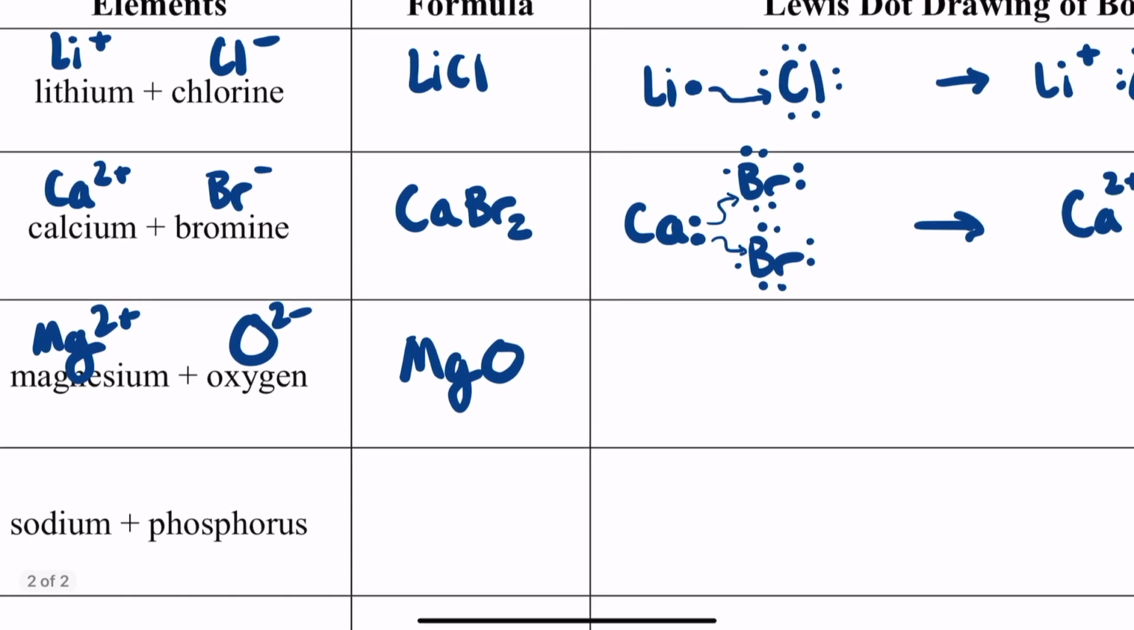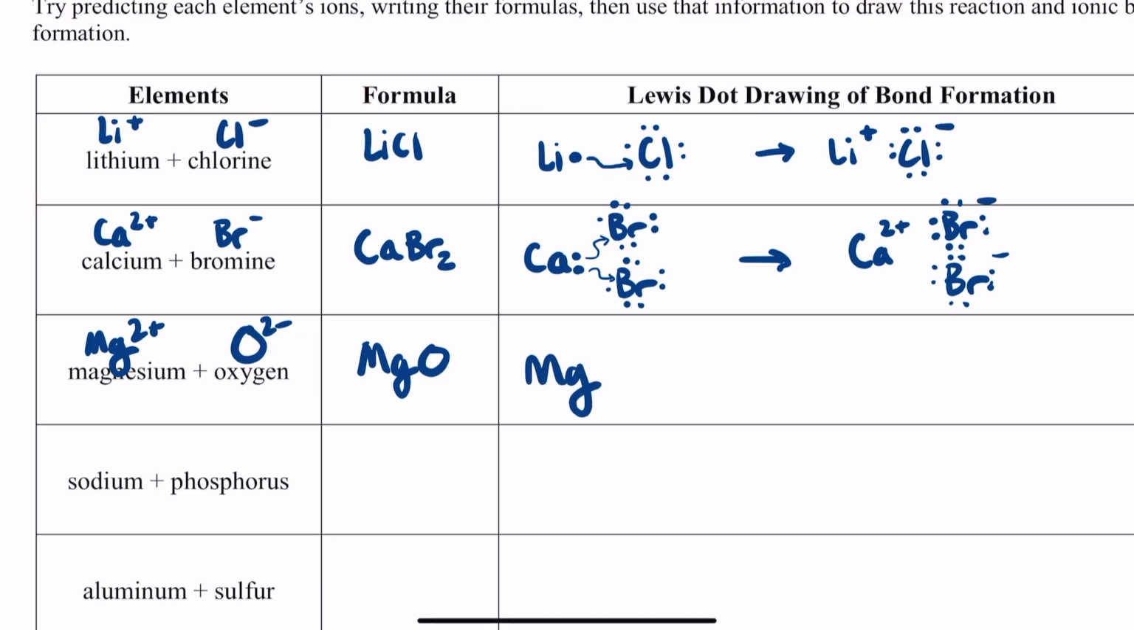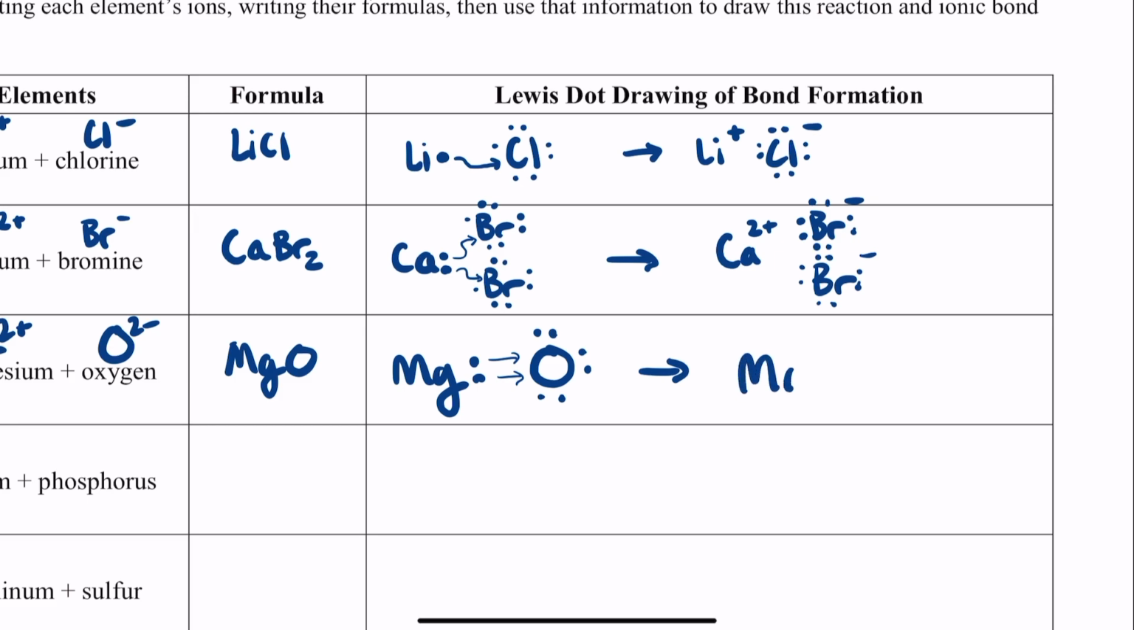And when I'm drawing my before and after of these, I'm going to say magnesium has 2 dots around it since it was in 2A. Oxygen has 6 dots around it since it was in 6A on the periodic table. And the magnesium is going to give both of these valence electrons to oxygen because oxygen wants to have 8 valence electrons total. So after that happens, magnesium is going to have a 2 plus charge and no outermost valence electrons there. And then oxygen will have 8 dots around it. And since it gained 2 electrons, it'll have that 2 minus charge. And this bond is held together by these opposite charges.